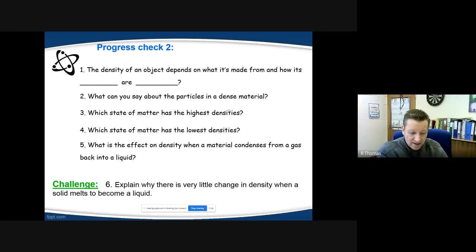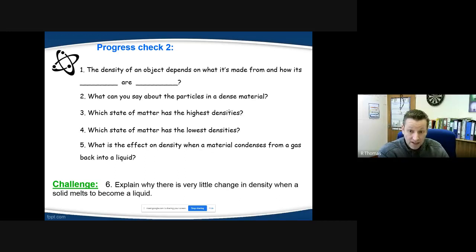Which state of matter has the highest densities? Solids, because you get the more particles in the amount of volume. Which state of matter has the lowest densities? Gases, because there's very few particles, very spread out in a greater volume. What is the effect on density when a material condenses from a gas back into a liquid?